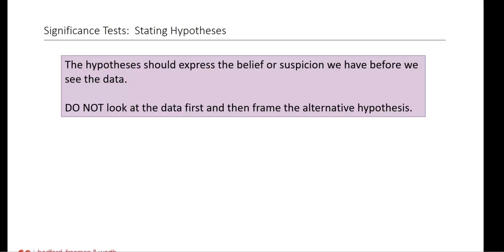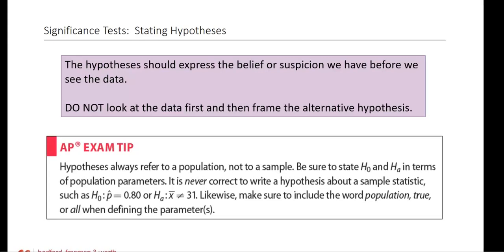The hypothesis should express the belief or suspicion we have before we see the data. So hypothesis is important. It's a little sketchy when scientists or statisticians say, let me look at the data and then I'm going to come up with my hypothesis. That would be bad, right? We want to do this before we look at the data. Do not look at the data first and then frame the alternate hypothesis. So that's not how we do it.